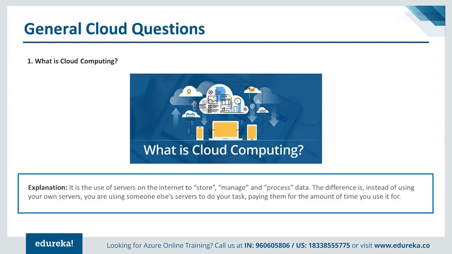Now when you talk about cloud computing these days, the definition has changed. But as far as the working is concerned, it remains pretty much the same. We talk about use and pay. Pay per use is the kind of model we talk about. We basically use and then pay only for the services which we use. The explanation in the slide says it is the use of servers on the internet to store, manage, and process data. The difference is that instead of using your own servers, you're using somebody else's server to do the task and paying them for the amount of time for which you use them. So pay per use is the model we focus on when we talk about cloud computing these days. This is a basic definition of cloud.